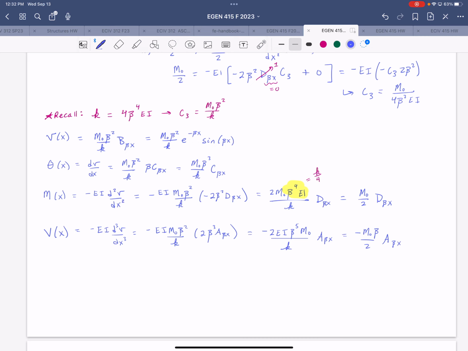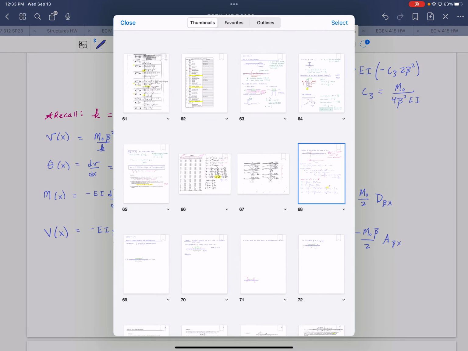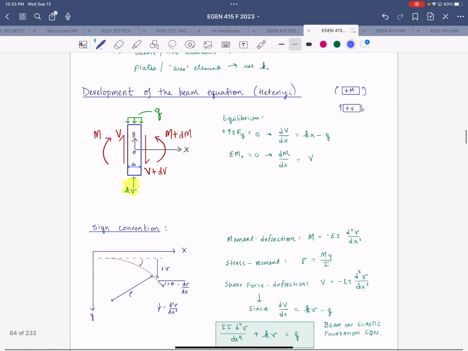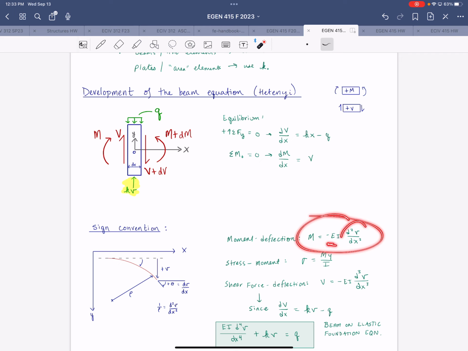Questions? Maybe I missed this, where's the EI? Where does the EI come into play? That goes back to the beam deflection relationship. So moment is equal to negative EI times the second derivative of v with respect to x. With slope, you don't have to include EI because slope is just the first derivative of deflection. But moment is equal to negative EI times the second derivative of deflection, right?